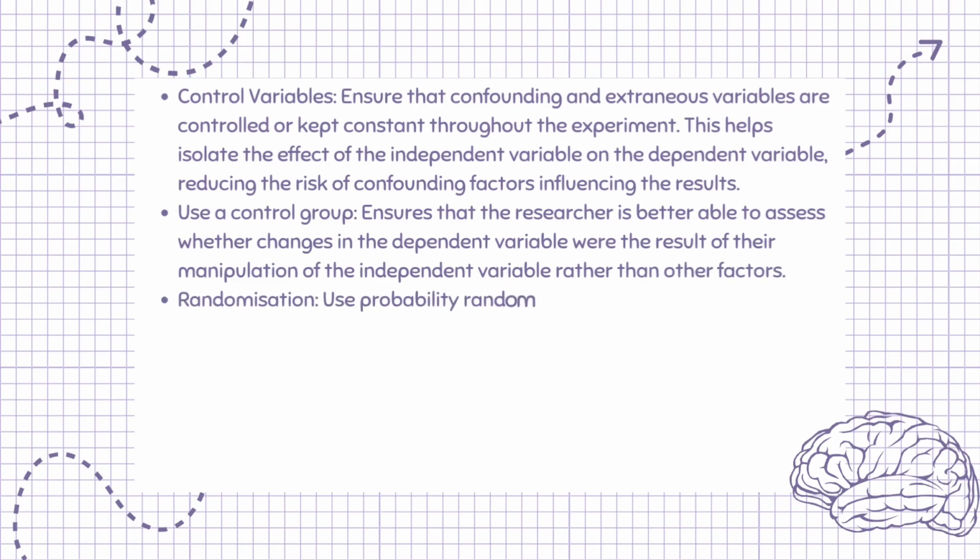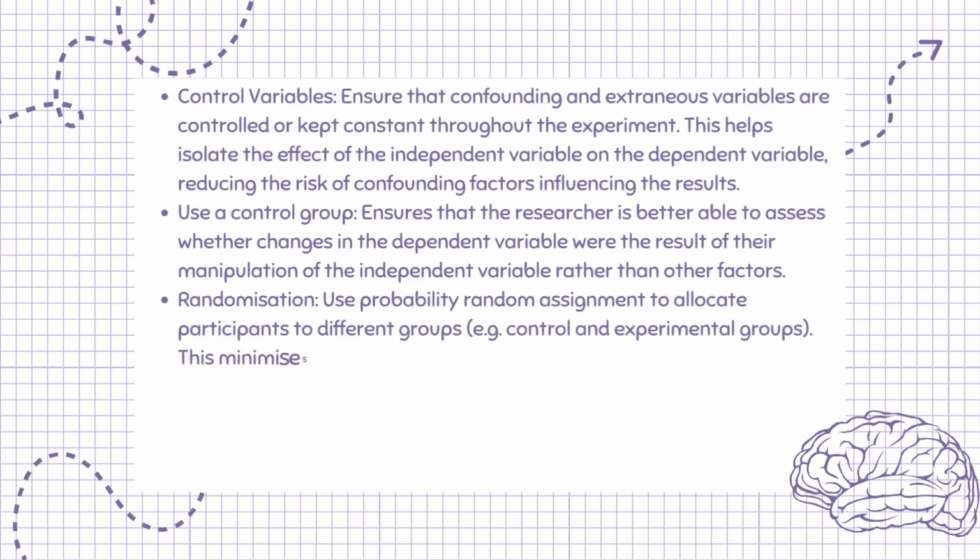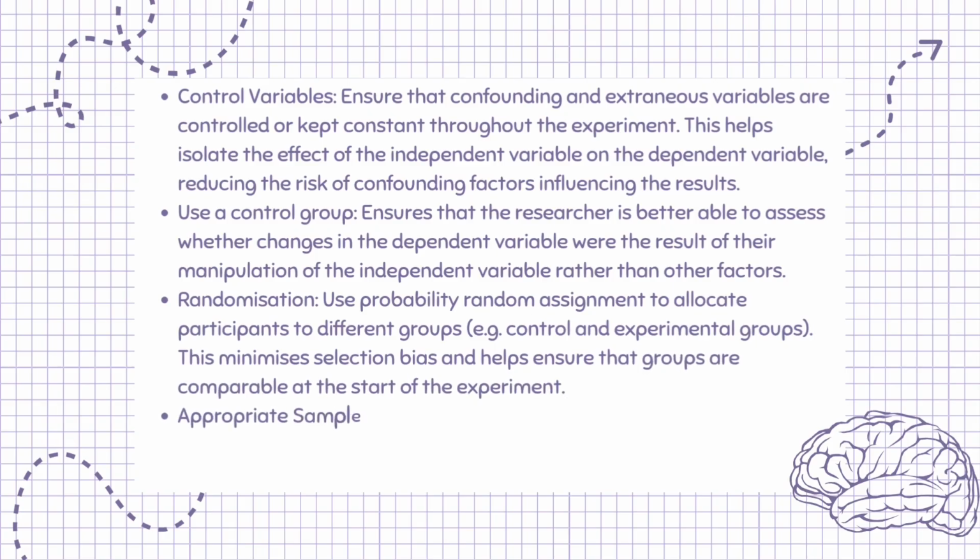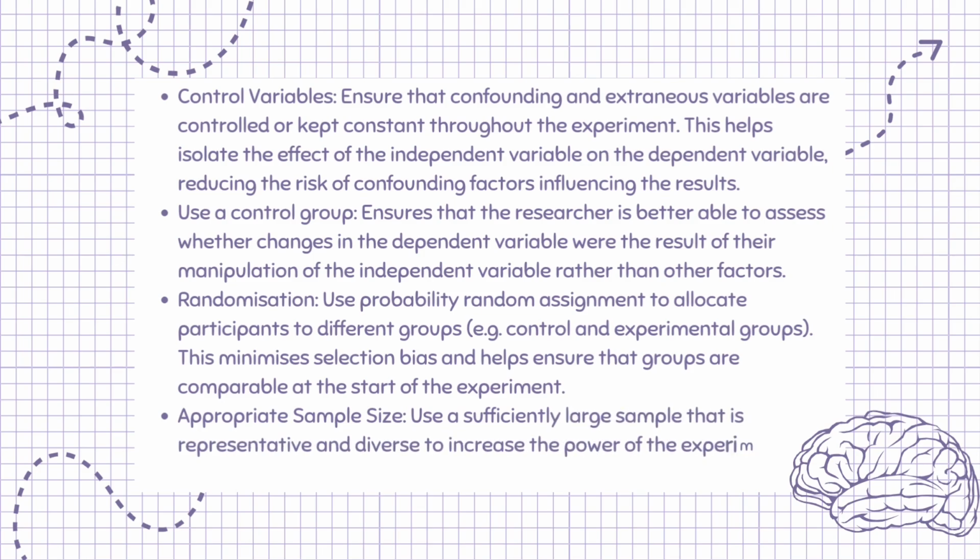Randomization. Use probability random assignment to allocate participants to different groups, e.g. control and experimental groups. This minimizes selection bias and helps ensure that groups are comparable at the start of the experiment. Use an appropriate sample size. Use a sufficiently large sample that is representative and diverse to increase the power of the experiment and reduce the likelihood of random error affecting the results.